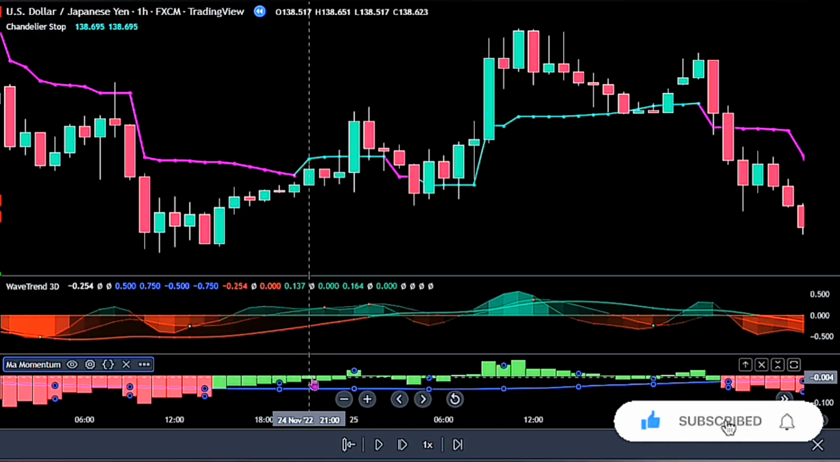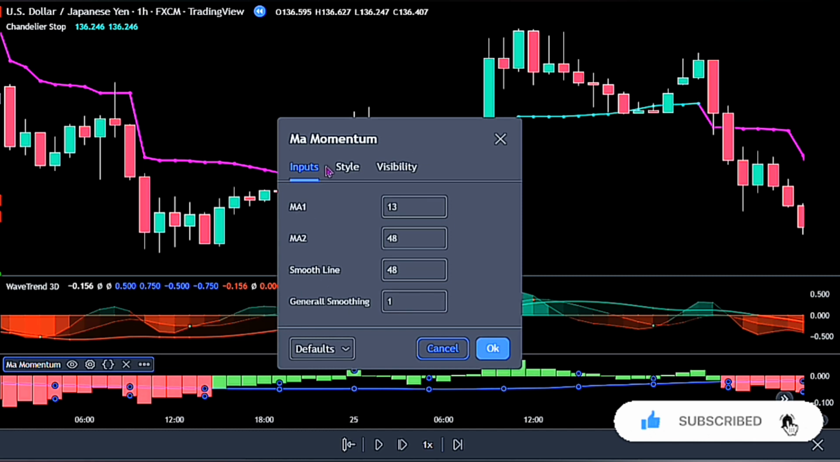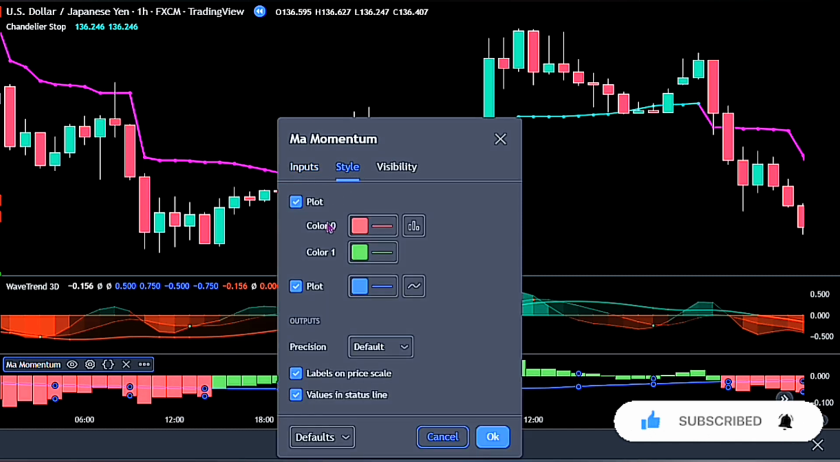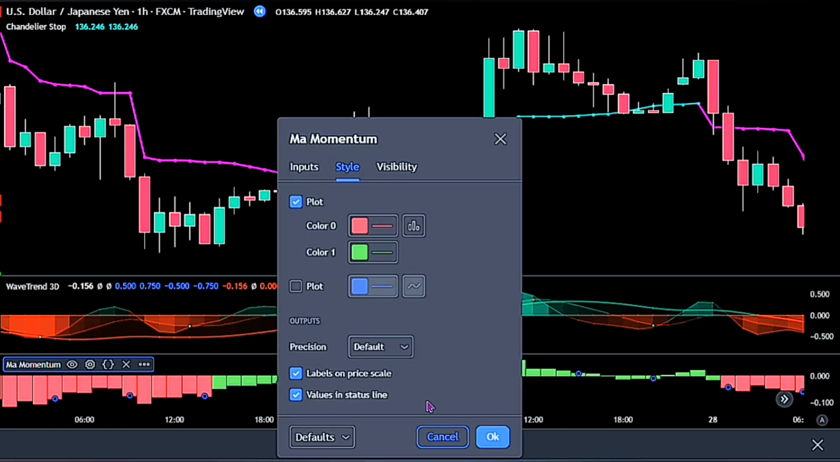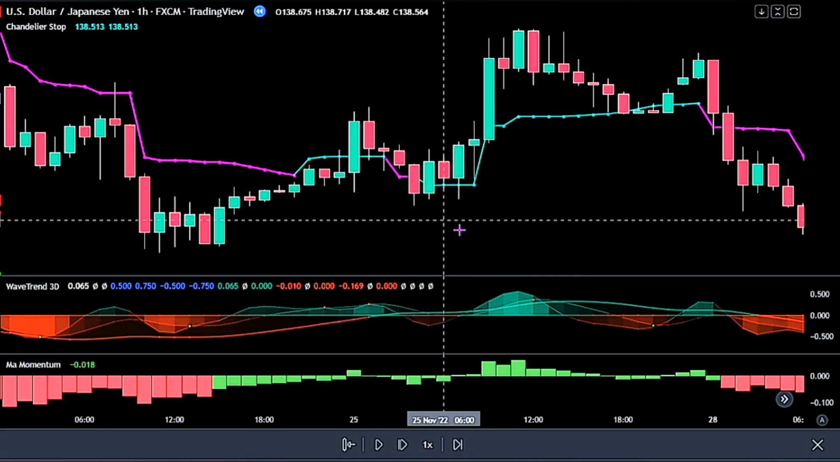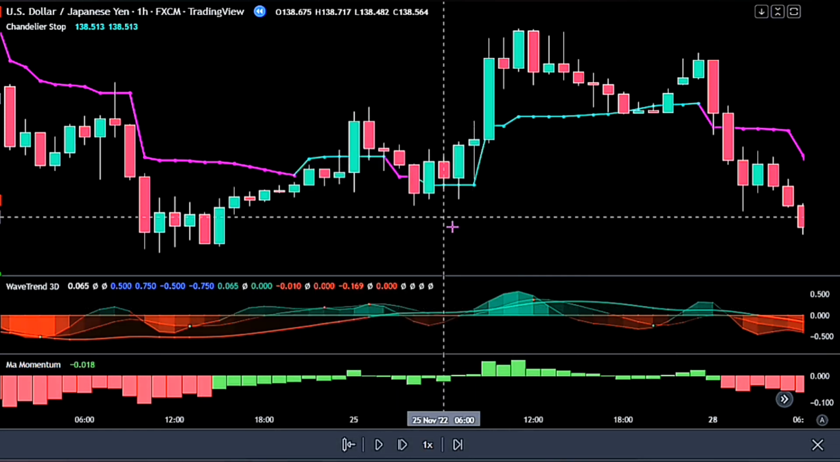Now for the last indicator, double-click on it to bring up its setting. Then move on to the style. We would only untick the plot for this indicator. And that would be all for the settings.